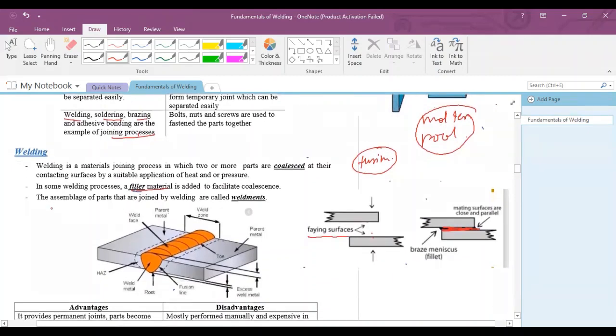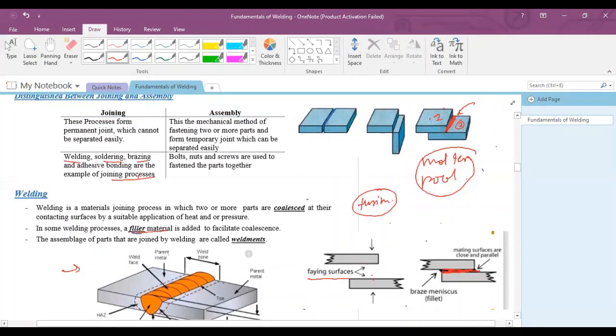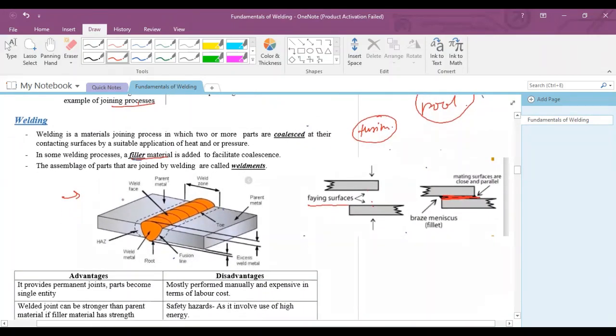Then I have a very good picture here, and you can easily get an idea. These are the different joints. This is lap joint, corner joint, butt joint. I'll explain later what these three joints are. So we have more joints.